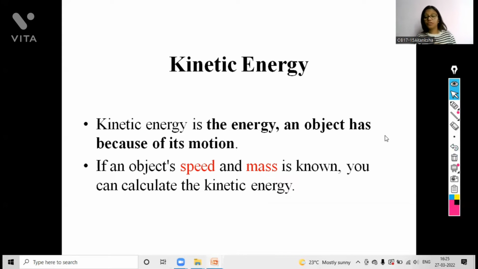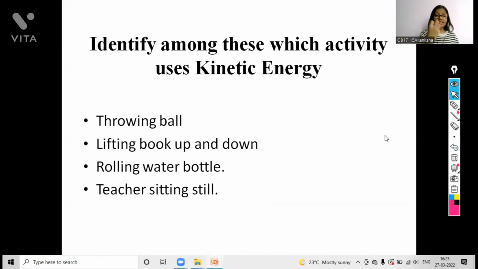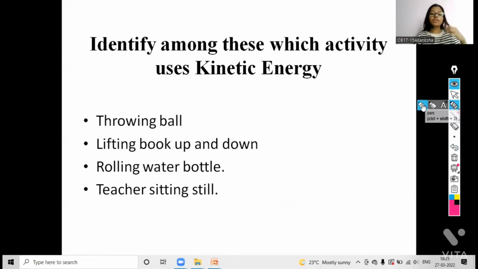Now moving on ahead, we will see some different activities, and in these activities, you have to identify which activity uses kinetic energy. As we discussed earlier, whenever kinetic energy is involved, there is always motion. You have to keep that point in mind, and then identify these activities, right?